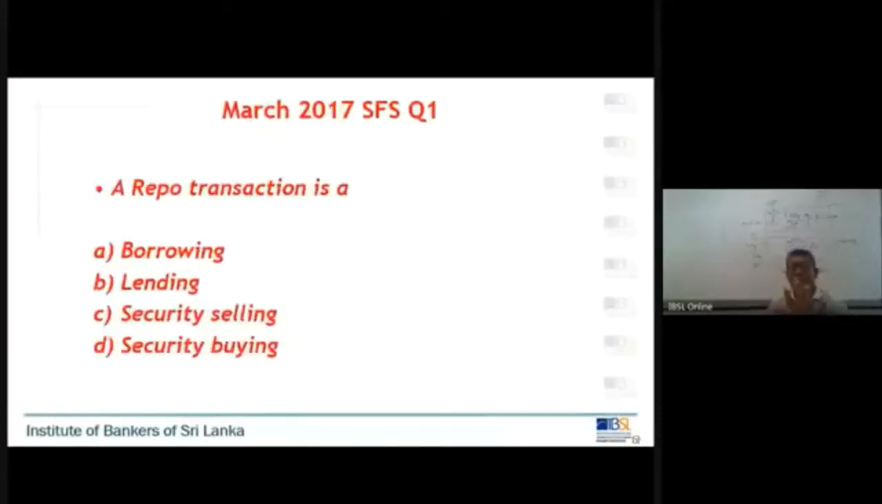Okay. This is a survey of the financial system. Not my subject. A repo transaction is a what transaction? Here, look at it. Repo. You sell securities to B and he gives the money to you. He takes the money from where? From the lender or the bank or whoever. What you are getting is money.